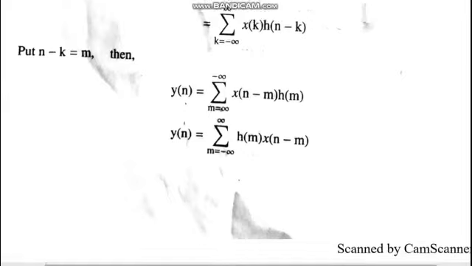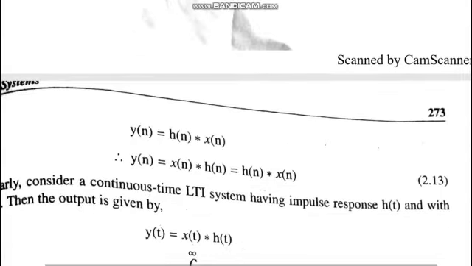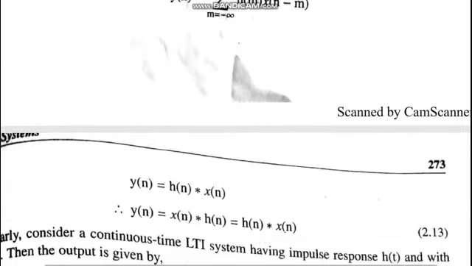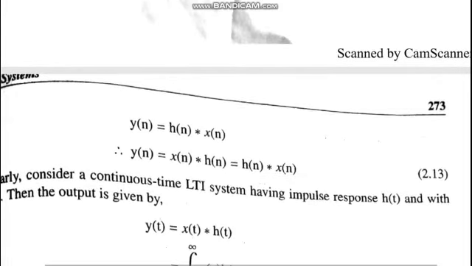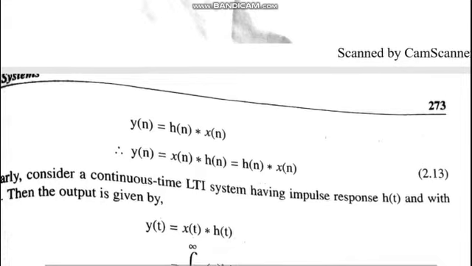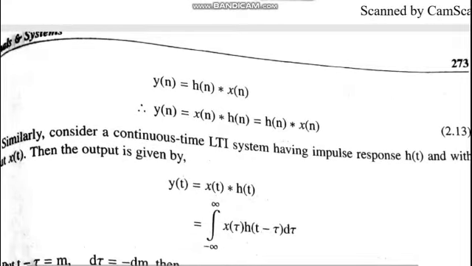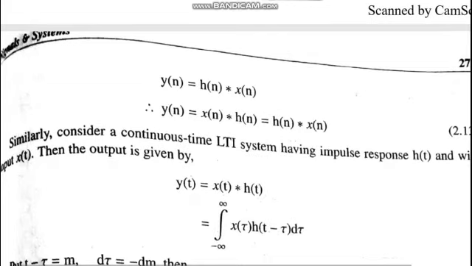Y of n is equal to summation m is equal to minus infinity to plus infinity h of m into x of n. You just interchange the upper limit and lower limit. Then the above equation y of n is equal to h of n convolved with x of n. So therefore y of n is equal to x of n convolved with h of n, which is also equal to h of n convolved with x of n.